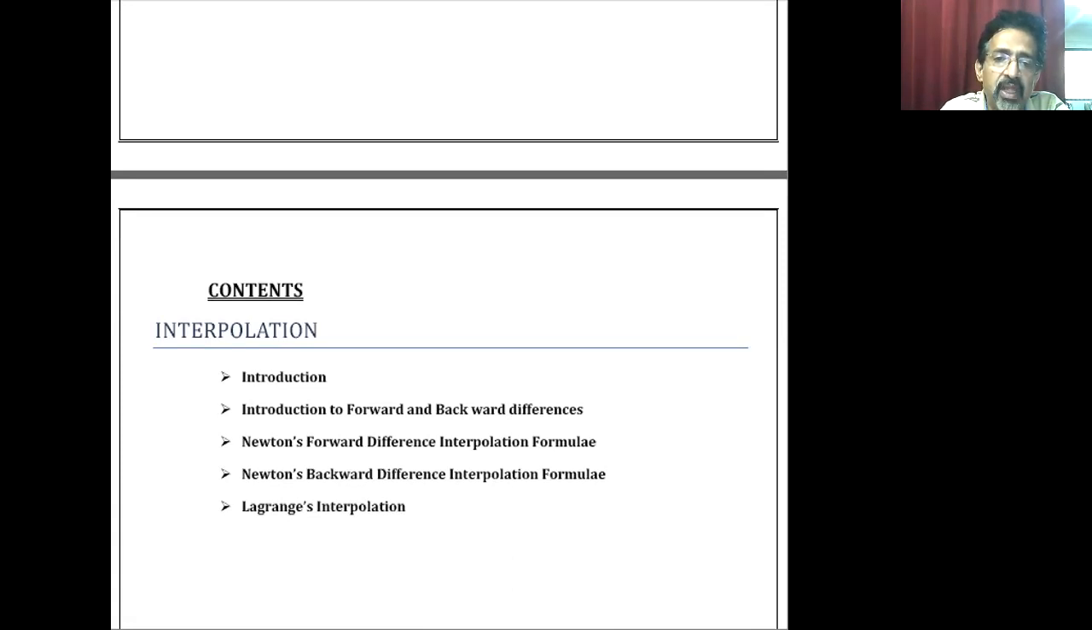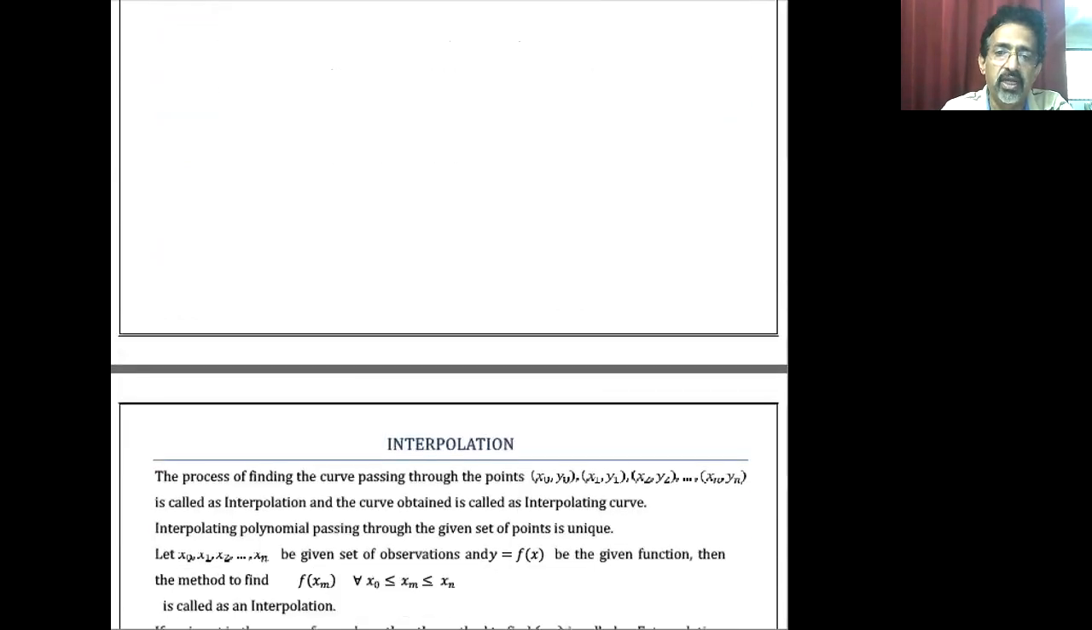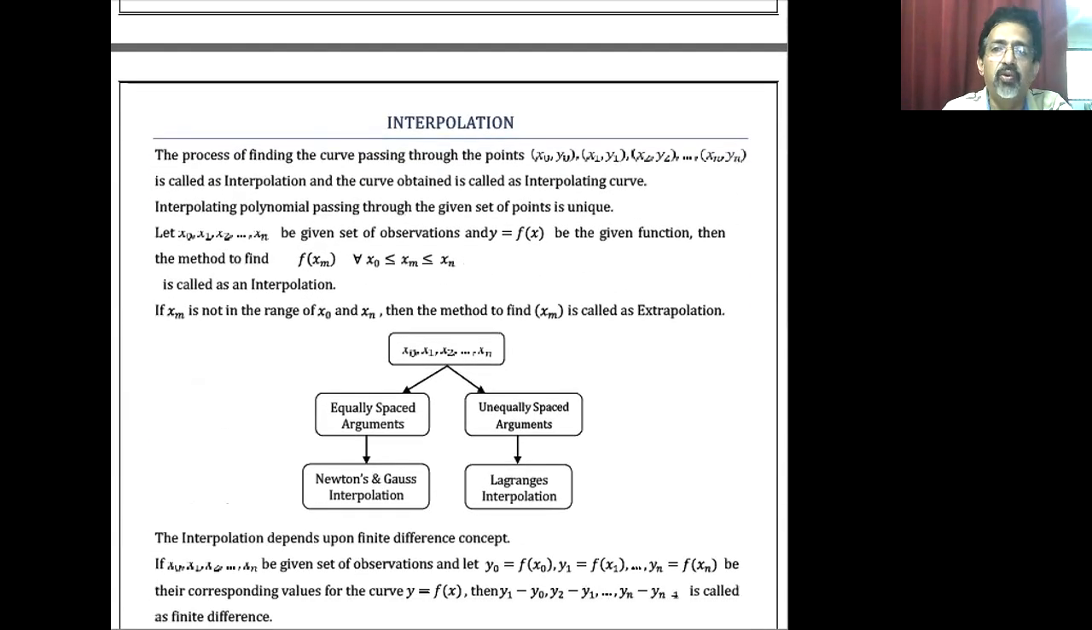interpolation formula, and we are also going to study Newton's divided difference interpolation formula as well as Lagrange's interpolation formula. Right. So for Newton's forward difference formula and backward difference formula, we are going to define what is forward difference and what is backward difference.